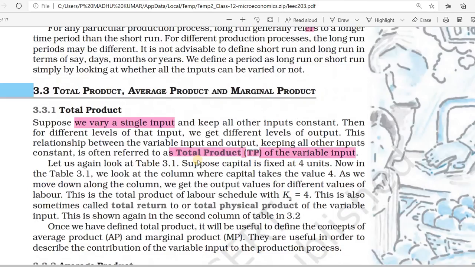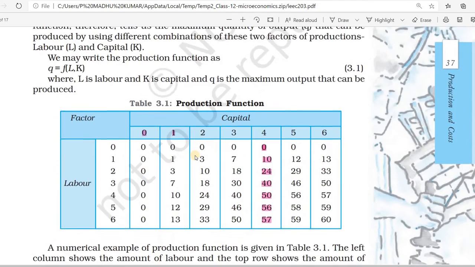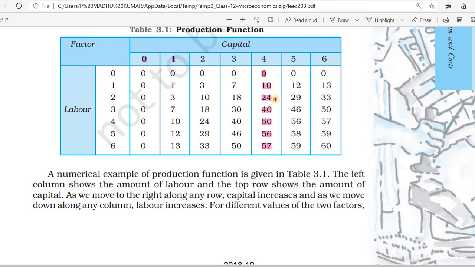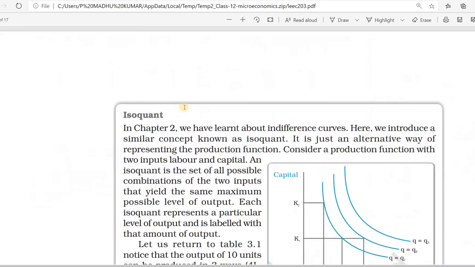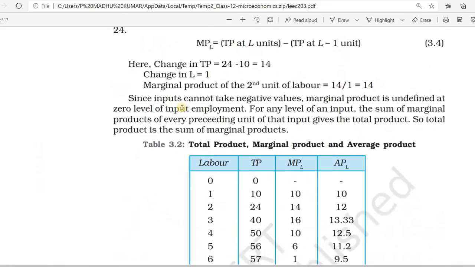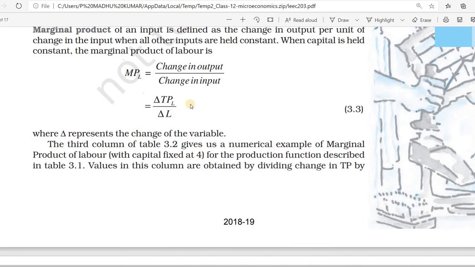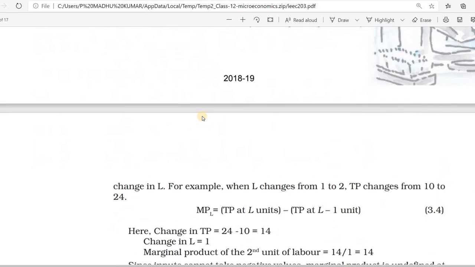We can write it as marginal product of labor. In this table here, suppose total product is 24. Here it was 10, from 10 to 24 how much did it increase? Change in the labor is how much? 1. Then we need to write the equation as change in the total product, 24 minus 10, 14, divided by change in the labor, 1. That one is the marginal product of labor.